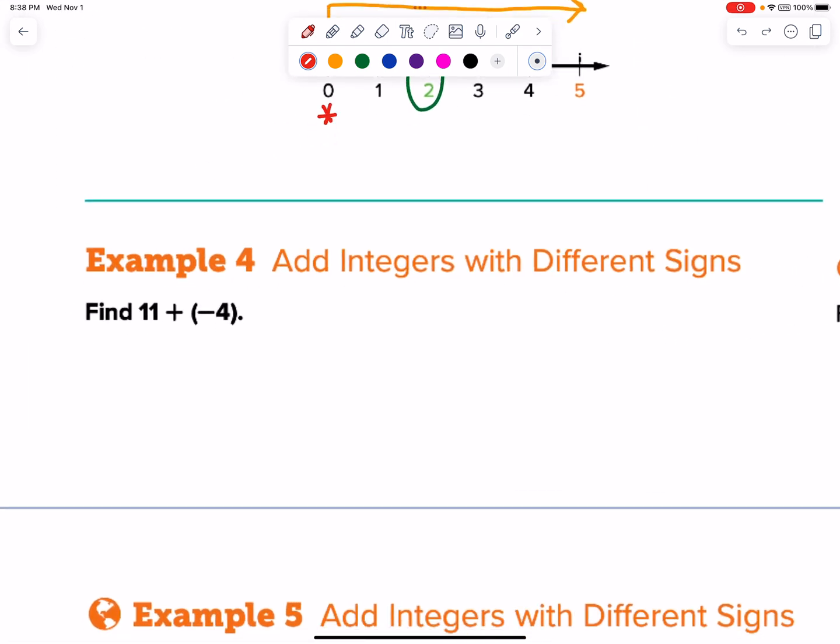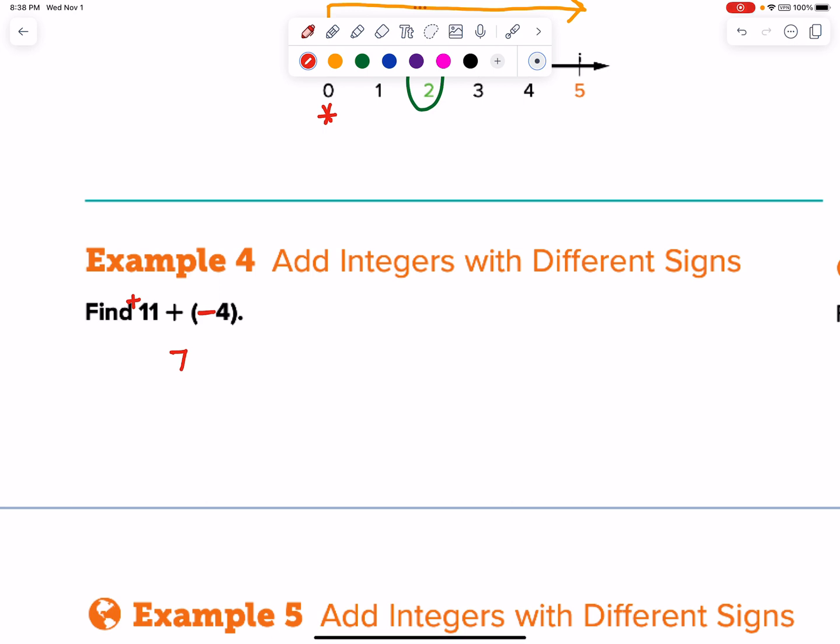Okay, and we'll use the song, the trick. So I noticed that this is a positive and this is a negative. Okay, the positive isn't shown. If you don't see a negative, it's just positive. So different sign, subtract. Okay, so 11 minus 4 is 7. Keep the sign of the bigger digit, then you'll be exact.